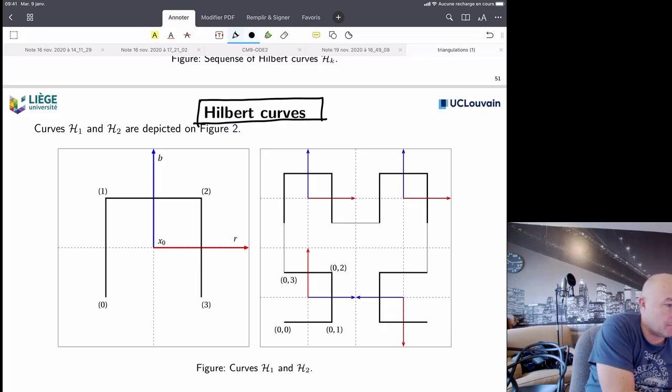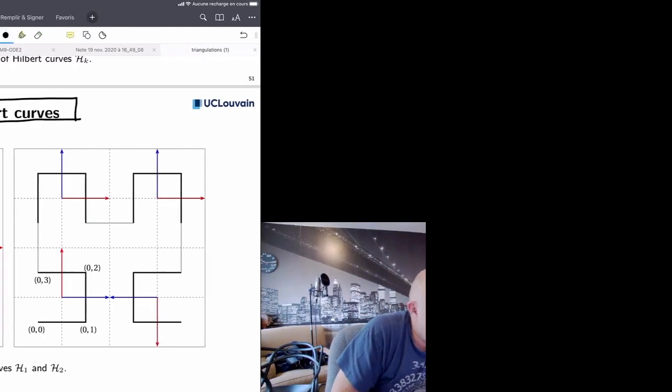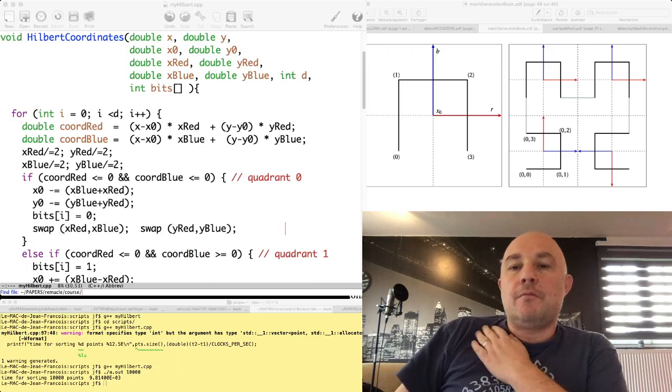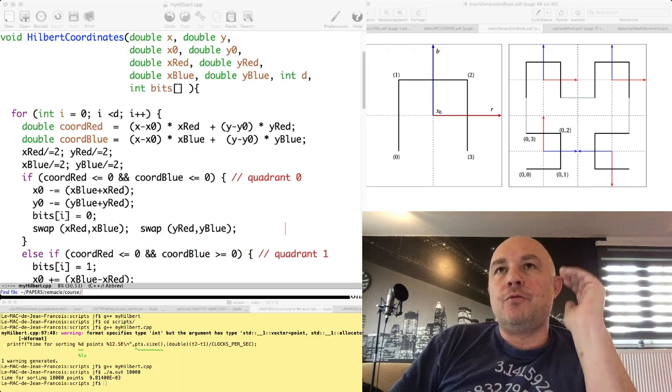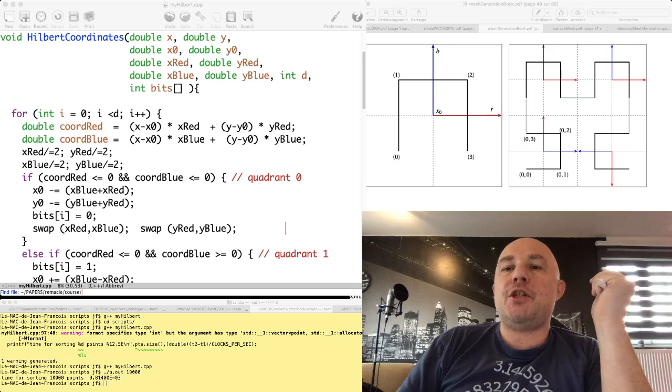I'm going to move to the other one. Oops. No, not that one. That one. So this is the code I promised you. This is the code. But next week I'll do it live. Anybody has questions?